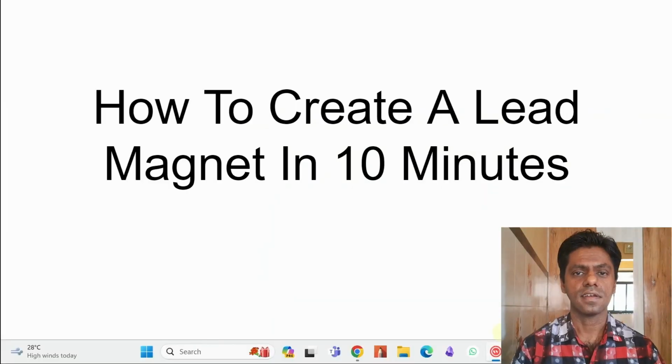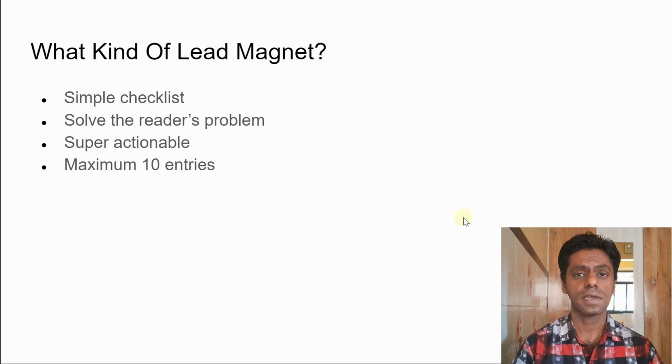Let's get started. So what kind of lead magnet can we create? The lead magnet that we need should be very simple. We don't need an ebook of 50 pages. No one today has that sort of attention span. We need a super simple checklist that people can refer to. This checklist should solve a reader's problem.